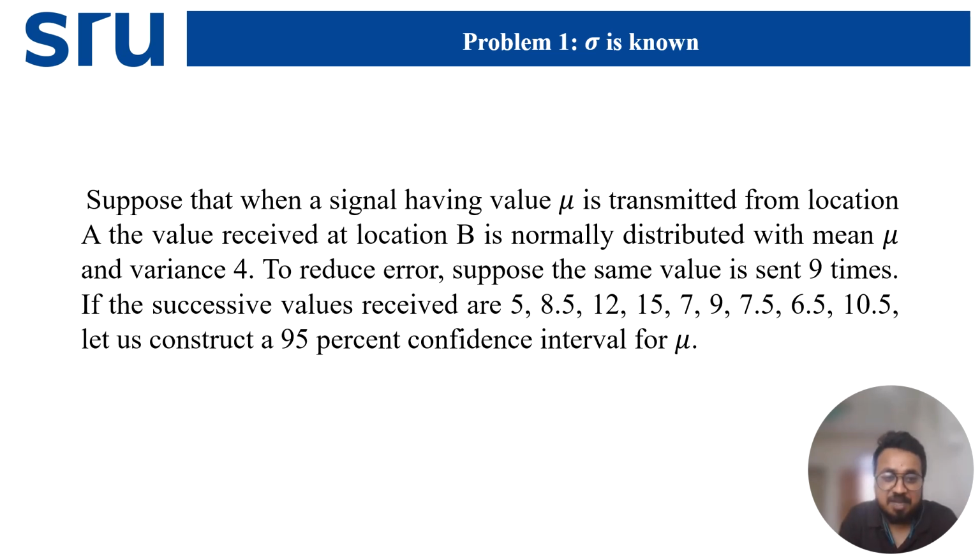In this question we can see that sigma is given. Sigma equals the square root of 4, that is 2. In this question sigma is known, and also we can find the sample mean. And here the level of confidence is given as 95%. So by using the formula for when sigma is known, we will find the confidence interval. In this question, what we have to find is the confidence interval.